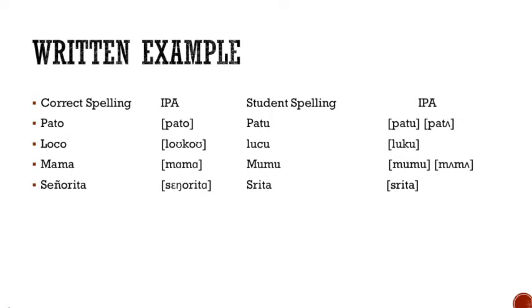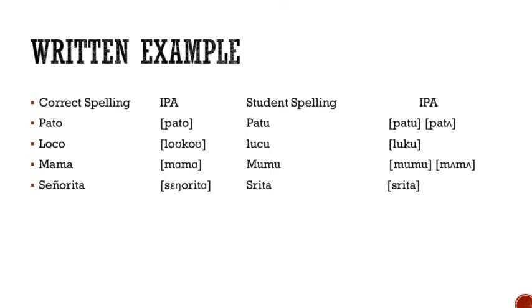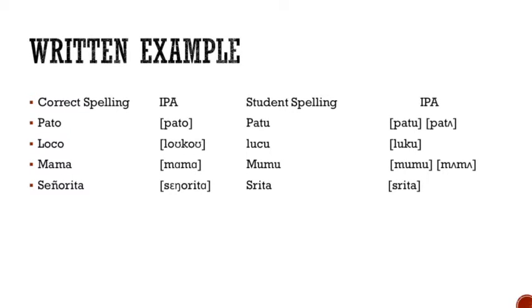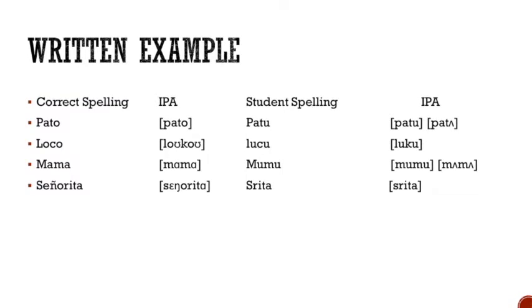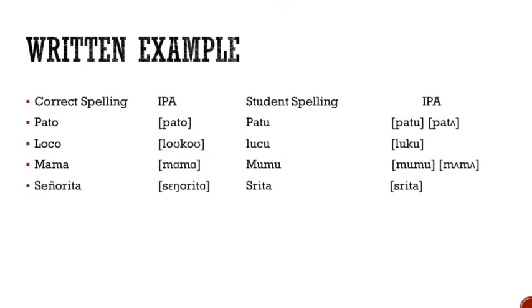The sounds we were working on were p, and s. So those four example sounds were the target sounds. But when I give dictations, I also like to see if they can recognize other sounds within the word. The first word was pato, the second one was loco, the third one was mamá, and the fourth one was señorita. The first student recognized all the initial sounds, which is awesome.